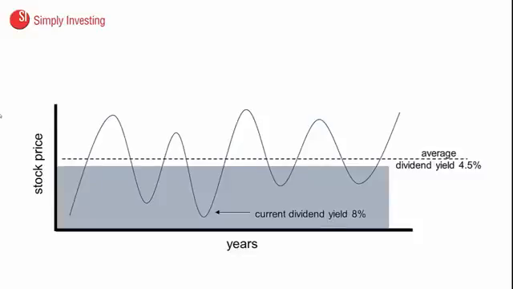So for example, if you were to look at this company today and the current dividend yield was 8%, you would compare that to the average and you'd say, okay, the current yield is 8% and it's much higher than the average yield of 4.5%. So yeah, the stock is undervalued. It's probably a good time to buy the stock at its current price. On the other hand, if the current dividend yield was 2.5%, then you know the stock is priced high because the current dividend yield is less than the average dividend yield.